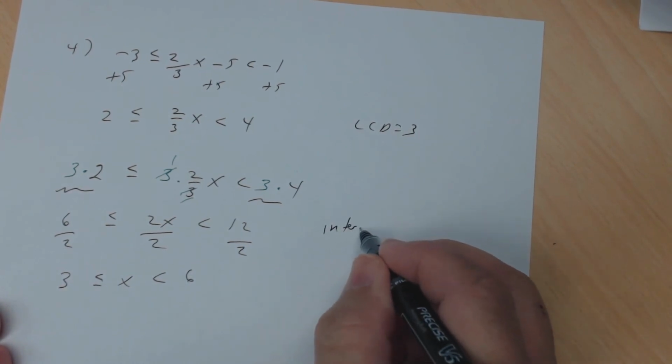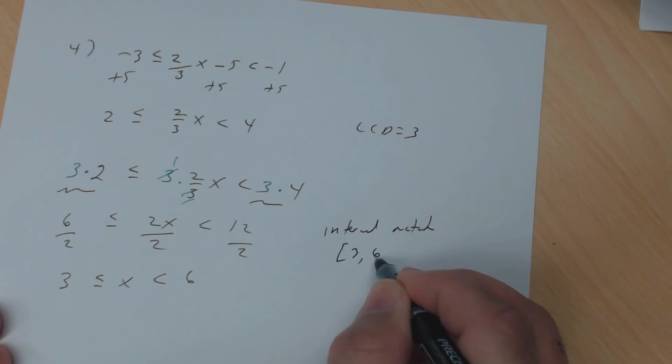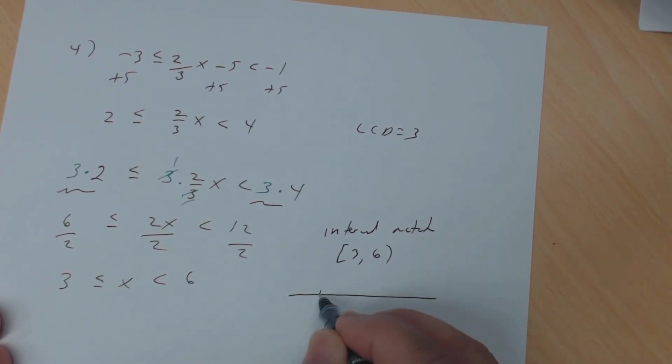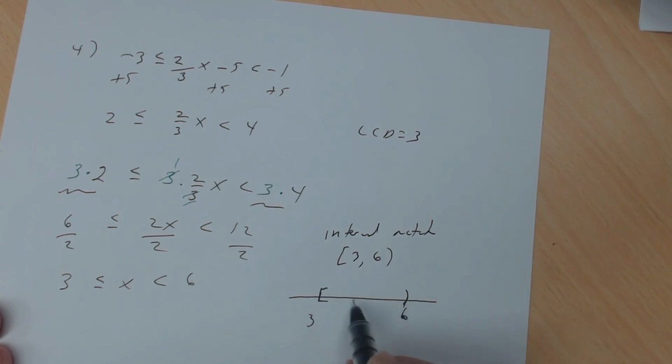And so interval notation, bracket 3 to 6 with parentheses, and then the graph would be, so on 3 you'll have a bracket, on 6 parentheses, and shading everything between them.